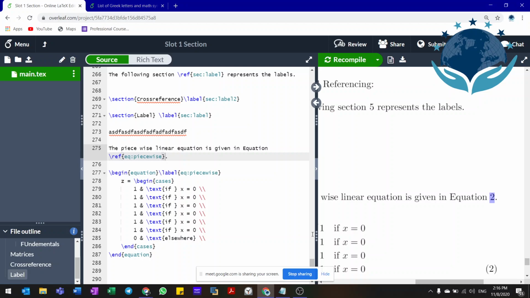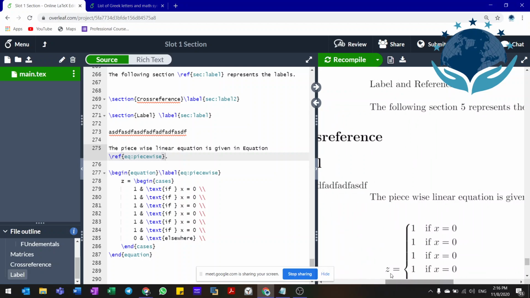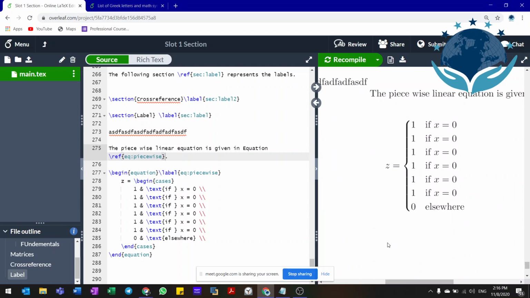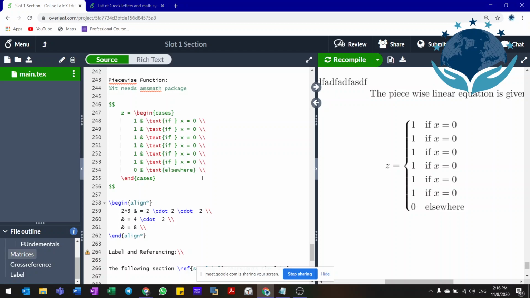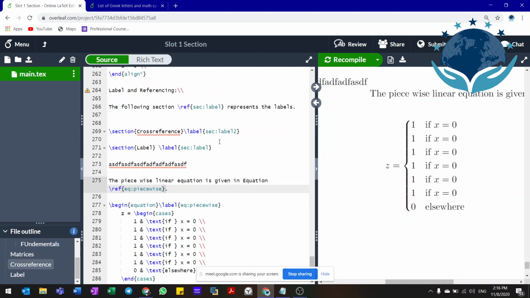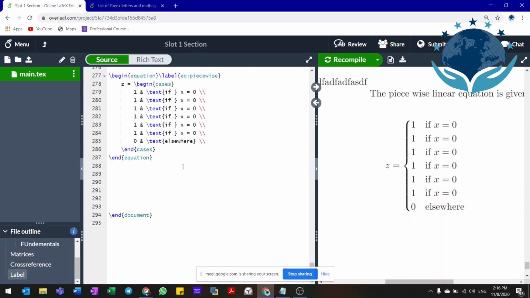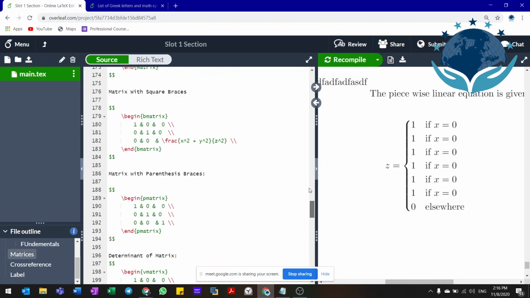So if I refer to this, it is automatically incorporated as equation 2. Okay, this is the generalized thing, and you can use it for images and tables also. We are going to see labeling images and tables in the upcoming session. I'm just giving an overview. And on many occasions you have to use abbreviations, and LaTeX has a very interesting thing to implement there.